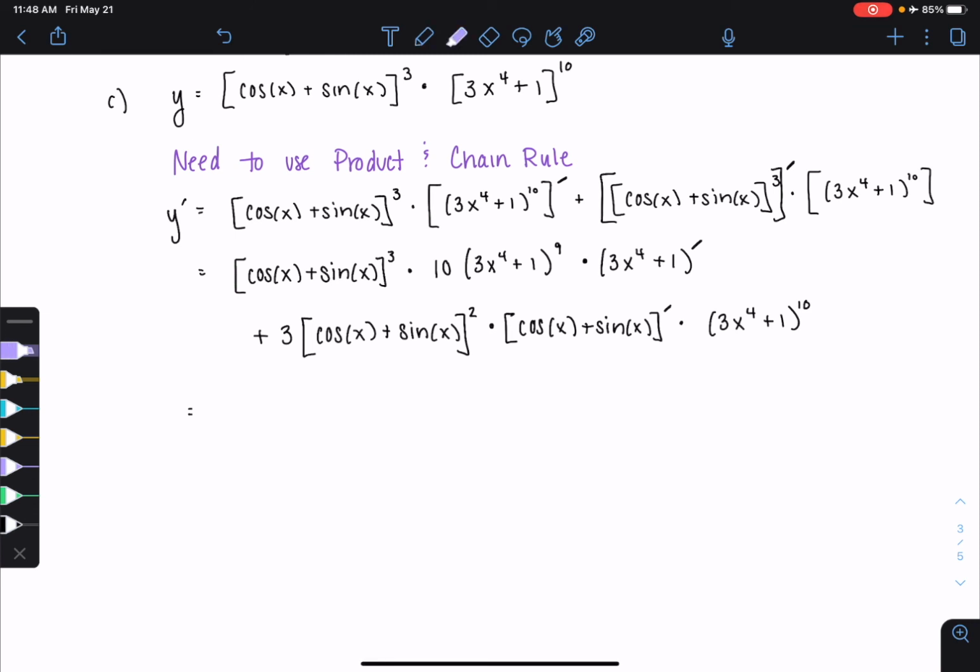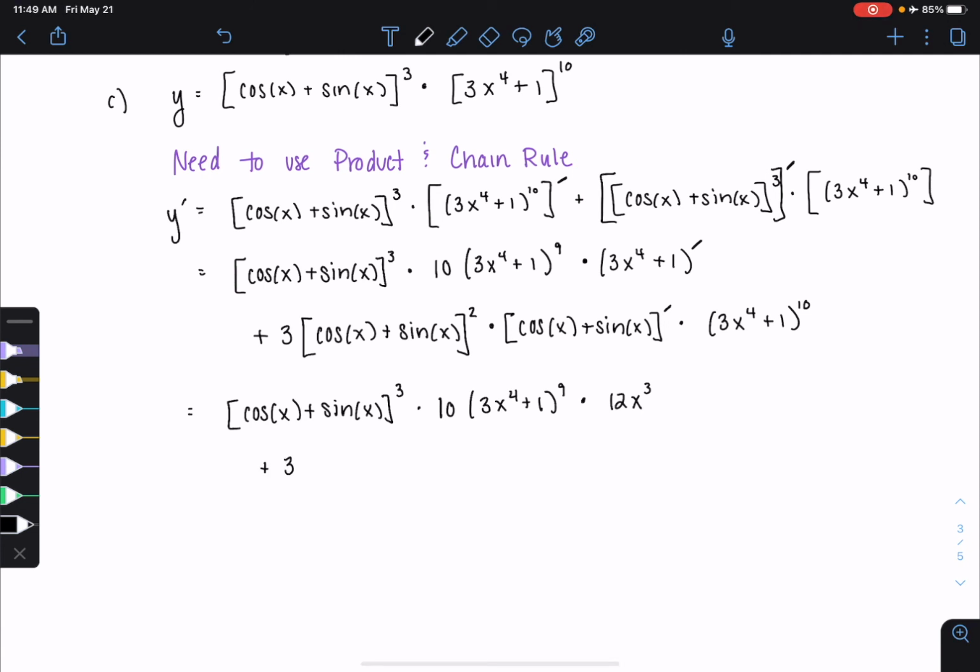So we've still got 2 more derivatives that we have to take before I have the actual derivative. So rewriting everything, this is cosine of x plus sine of x to the 3rd times 10 times 3x to the 4th plus 1 to the 9th. And the derivative of 3x to the 4th would be 12x cubed. Derivative of 1 is 0.